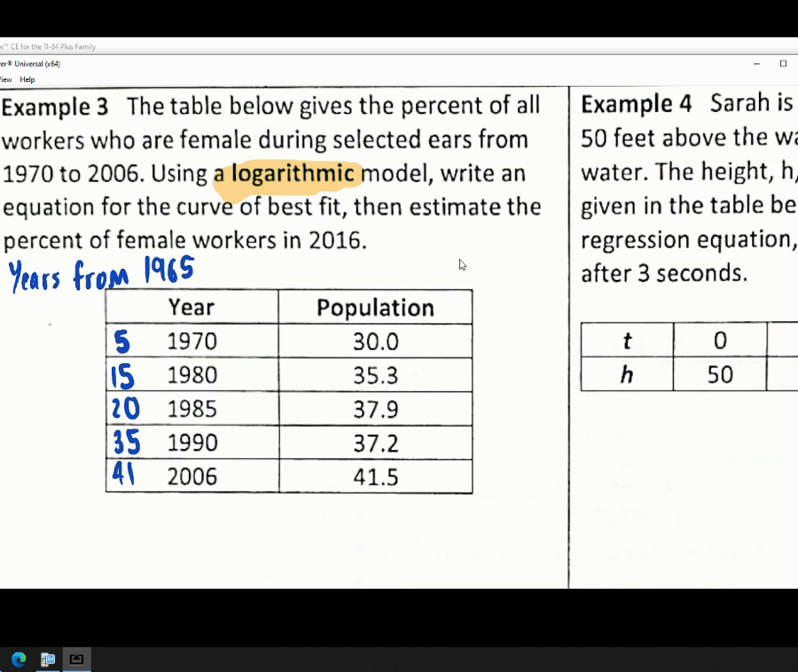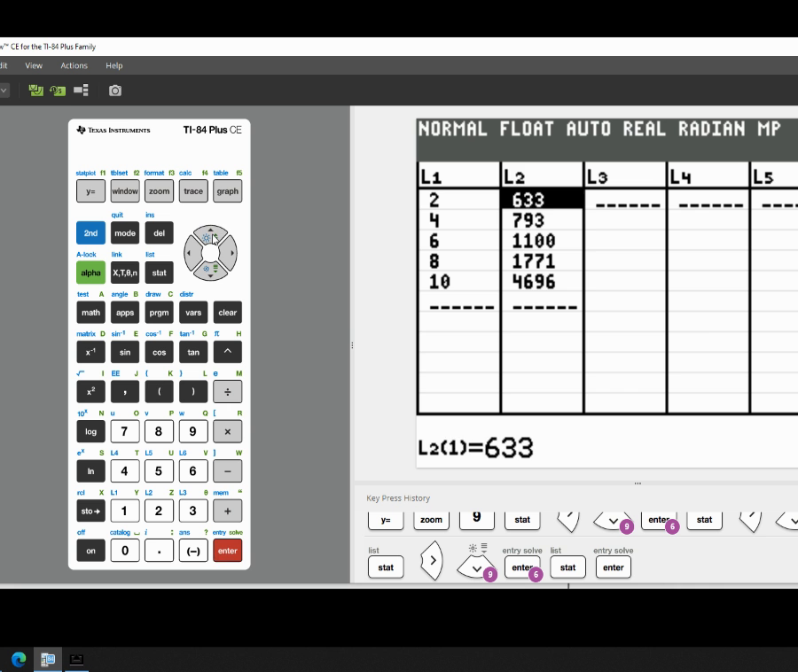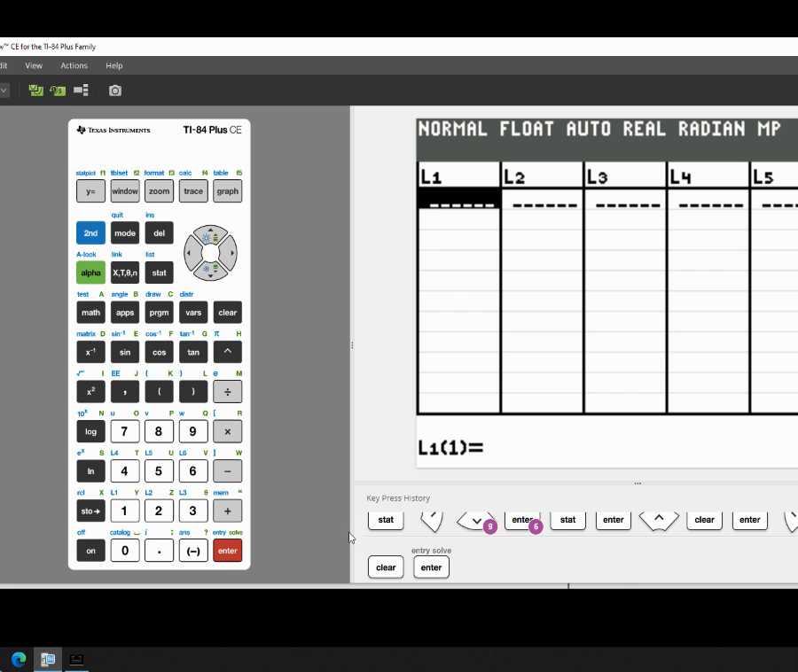I'd be interested. I know your equation will be different if you use different years, but I don't know if the end result might not give you a very, very close prediction. I'm going to try it real quick. All right, so here we go. We got 5, 15, 20, 35, 41.